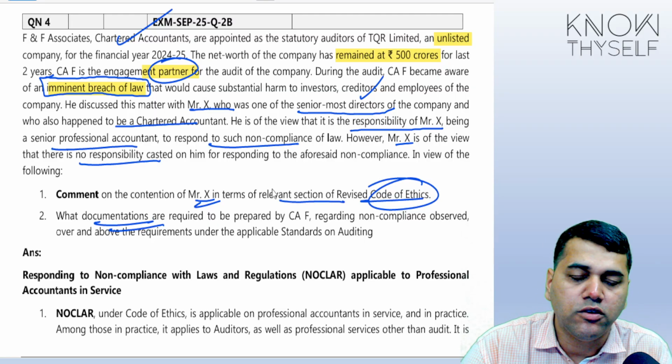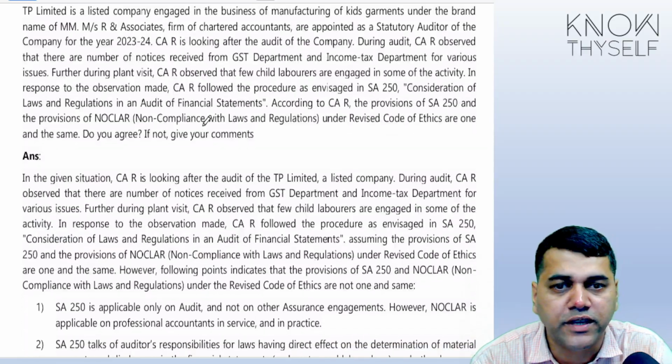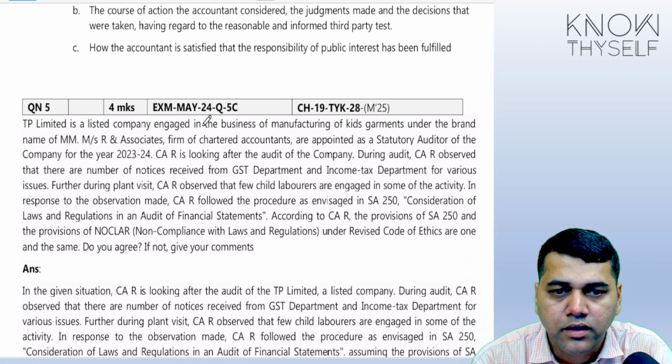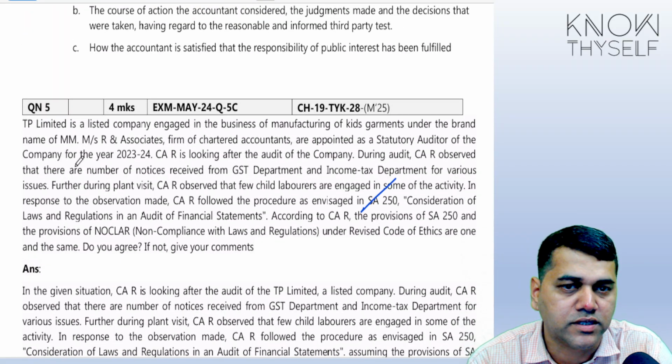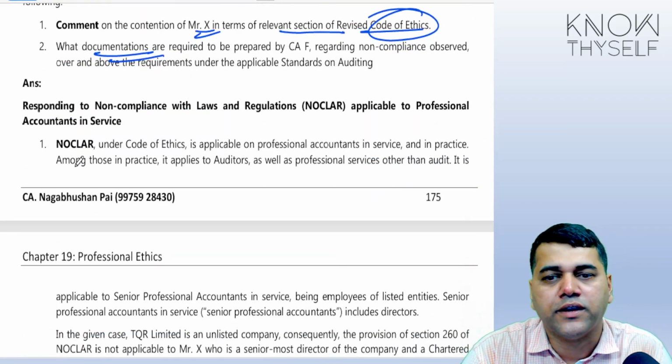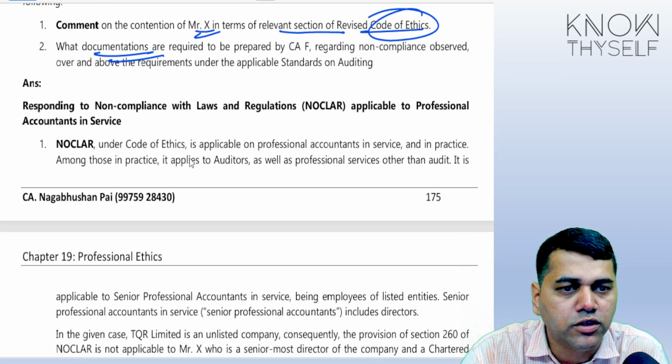They have not asked till now. I think about the difference between SA 250 and NOCLAR, I think that also they have asked, so we can skip this. Okay, so NOCLAR is under Responding to Non-Compliance with Laws and Regulations.